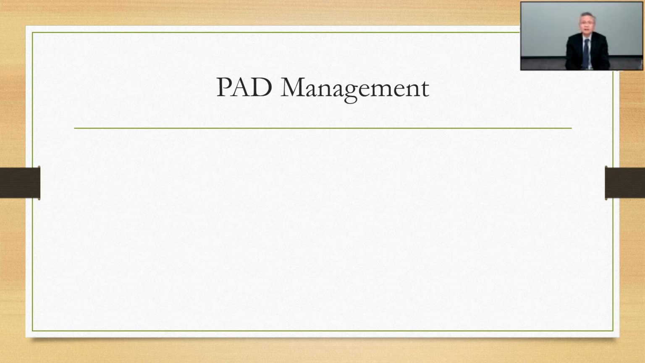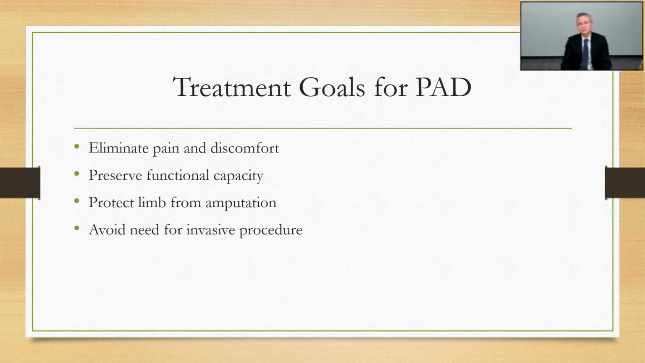So now we know what it is, how common it is, how much it can hurt people, and how to detect it. So we should talk about how we can manage this problem. Our goal is to detect it early, hopefully do good prevention so you wouldn't have to deal with advanced PAD. And so let's first talk about what our goal is for management of PAD. So the goal is to eliminate pain and discomfort, preserve functional capacity, avoid the need for surgery and invasive procedures, and protect the limb from amputation.